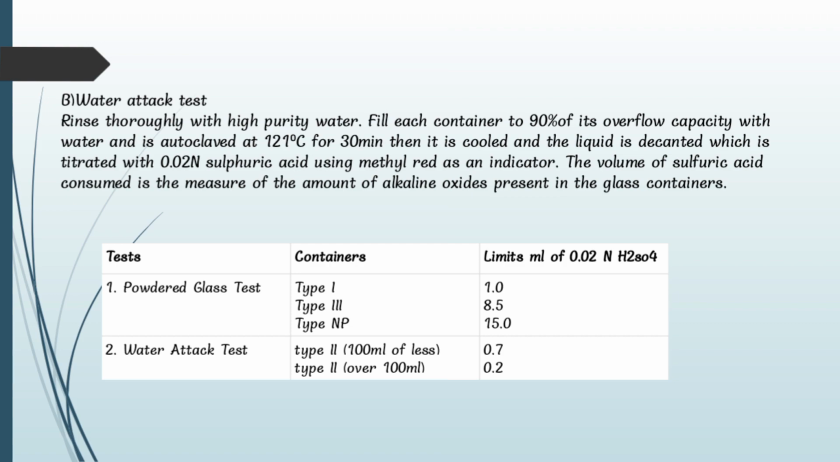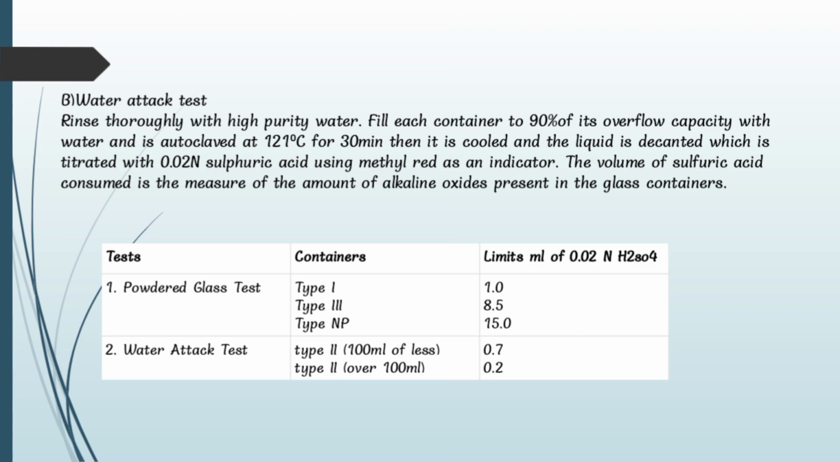Another test is the water attack test. The procedure is: rinse thoroughly with high purity water. Fill each container up to 90% of its overflow capacity with water and autoclave at 121 degrees Celsius for 30 minutes. Then it is cooled and the liquid is decanted and titrated with 0.02 normal sulfuric acid using methyl red as an indicator. This volume of sulfuric acid consumed is the measure of the amount of alkaline oxides present in the glass container.